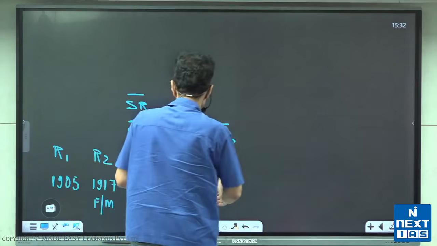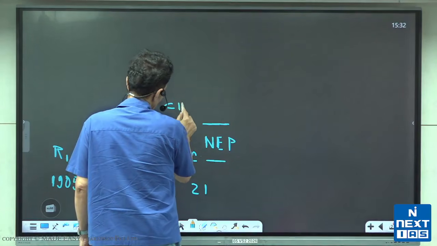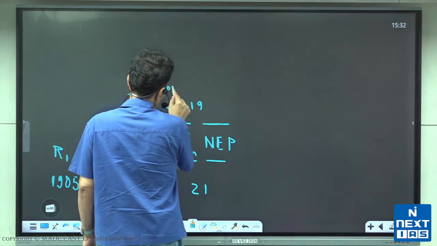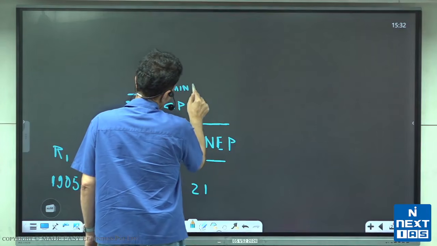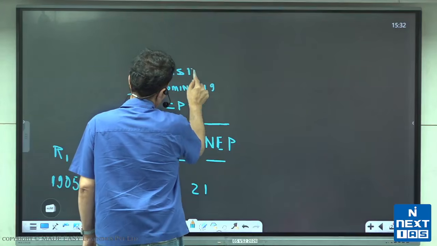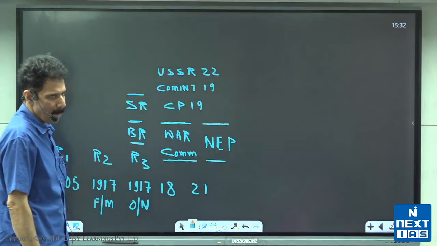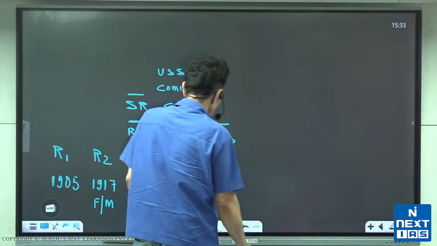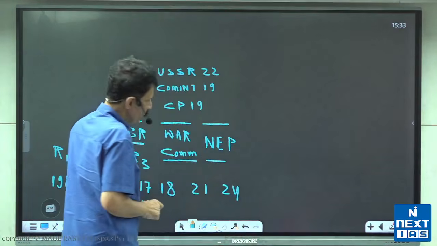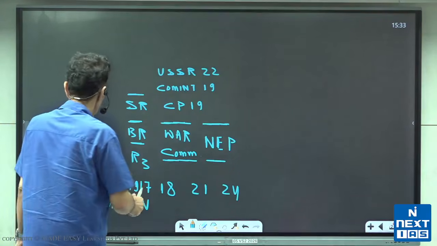So some more changes were introduced, as I have said. Bolshevik to Communist Party, Comintern, and USSR in 22. Lenin died in 1924. So which phase is the phase of the role of Lenin in Russia? This phase.